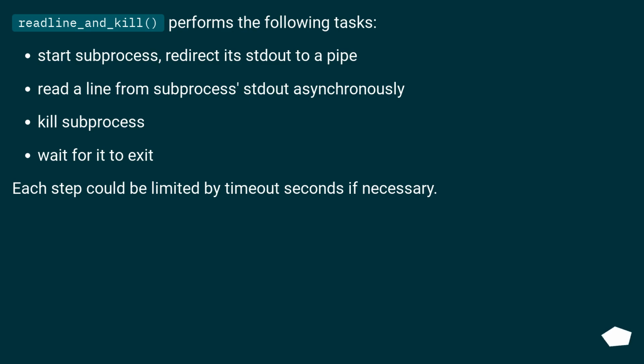readline_and_kill performs the following tasks. Start subprocess, redirect its stdout to a pipe, read a line from subprocess asynchronously, kill subprocess, wait for it to exit. Each step could be limited by timeout seconds if necessary.